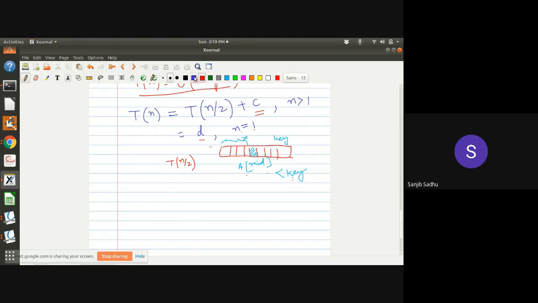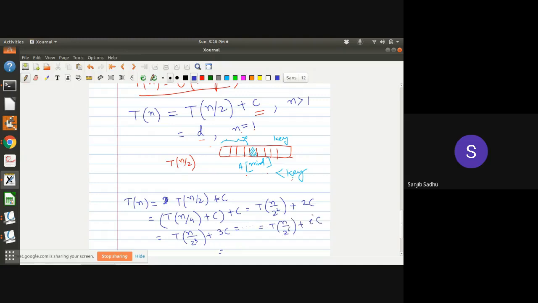What you will do is write T(n) = T(n/2) + C, and this can be expanded as T(n/4) + C + C. That means T(n/2^2) + 2C. In the next case, you will get T(n/2^3) + 3C. So in this way, what do I get? T(n/2^i) + i·C.